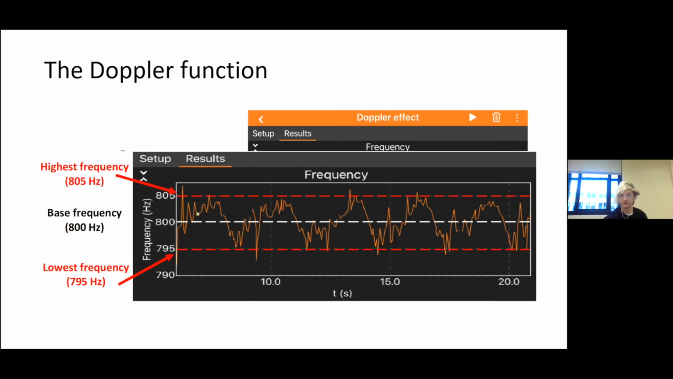But you want to take note of your highest frequency and the lowest frequency you get. Your highest frequency is going to be as you're moving your phone or whatever you have Phyphox on towards the device that's playing the sound, towards the sound. It records it as a higher frequency. And as you move away, you'll see this downward motion as it moves away, it's going to record as a lower frequency.